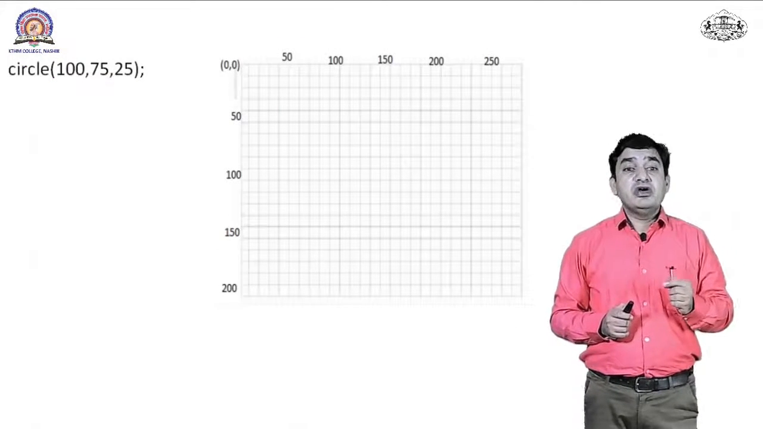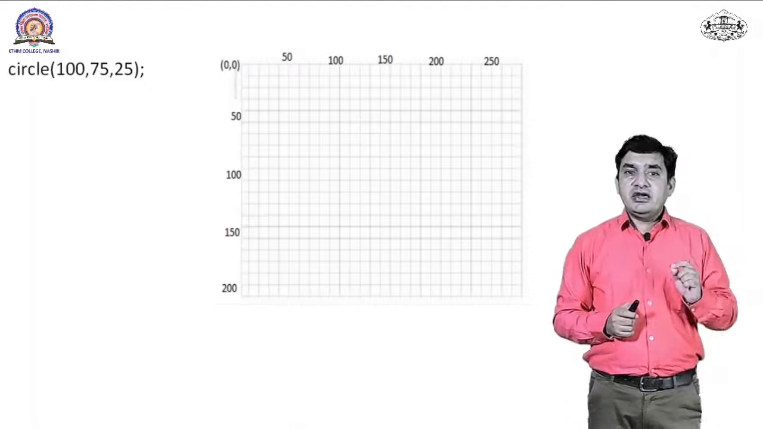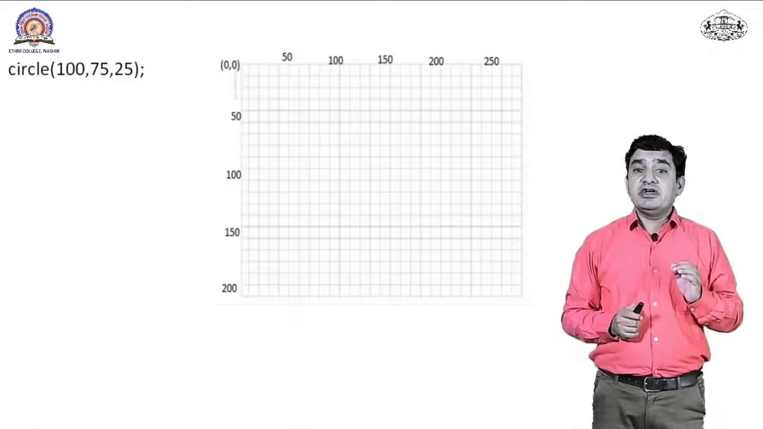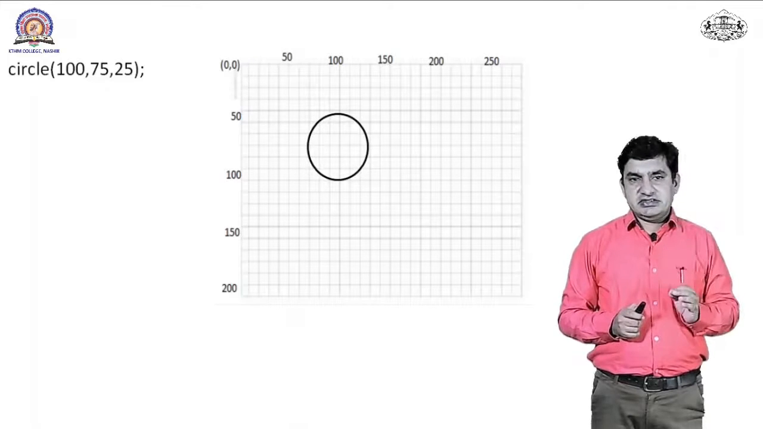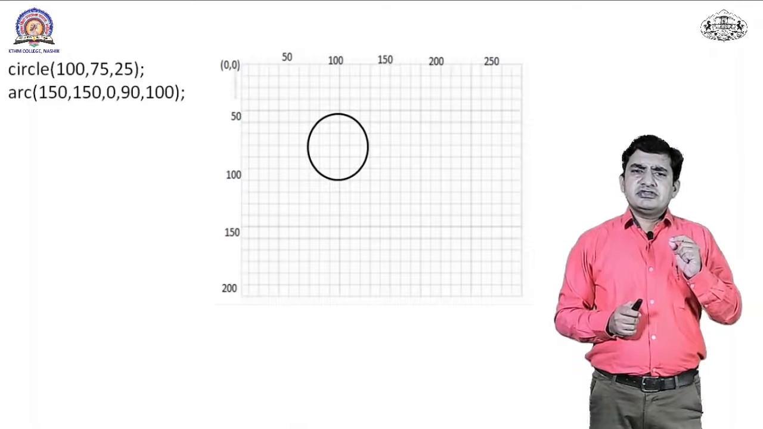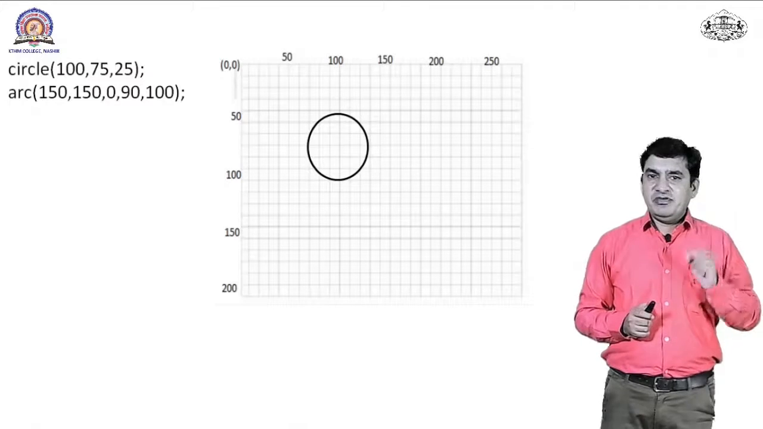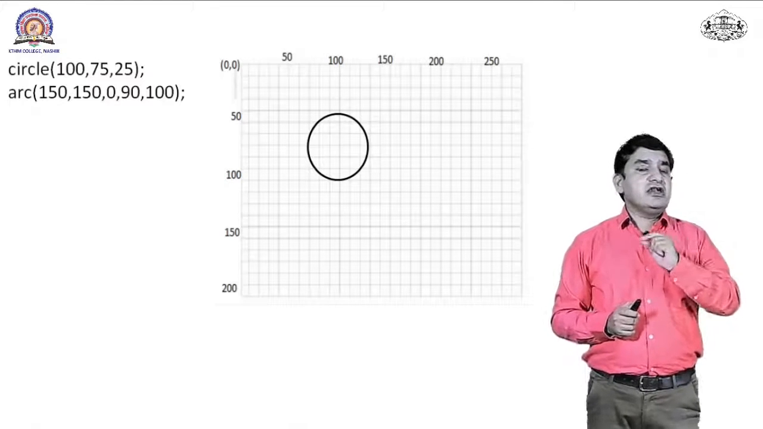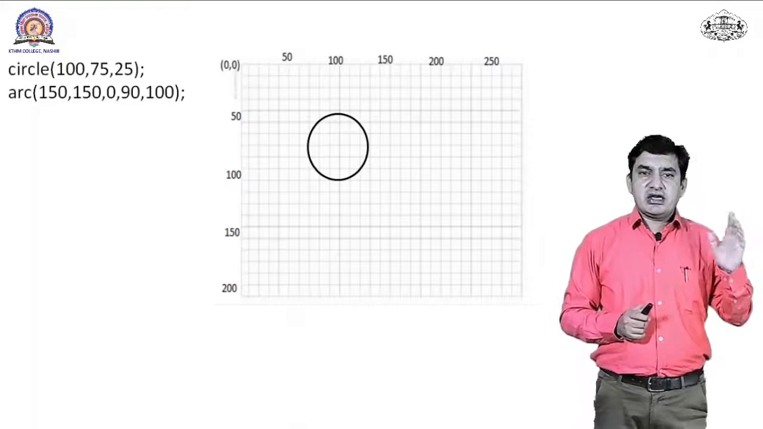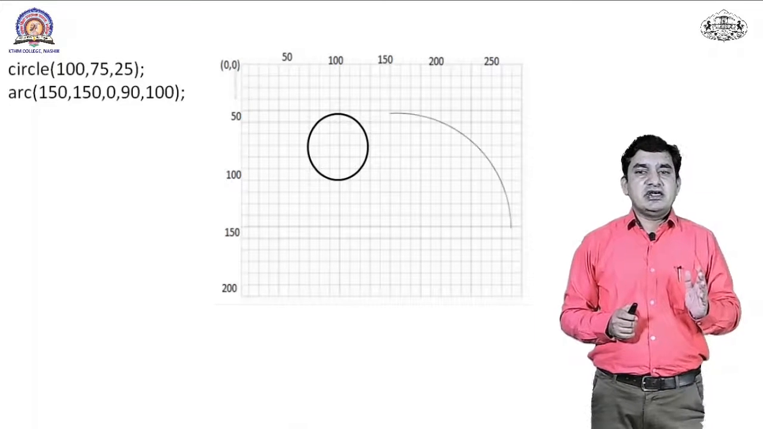We have to draw a circle. The center of the circle has coordinates 100, 75, and 25 is the radius of the circle. So, the circle is like this. Then arc. The center of the arc has coordinates 150, 150. 0 is the starting angle of the arc, 90 is the end angle of the arc, and 100 is the radius of the arc. So, the arc is like this.